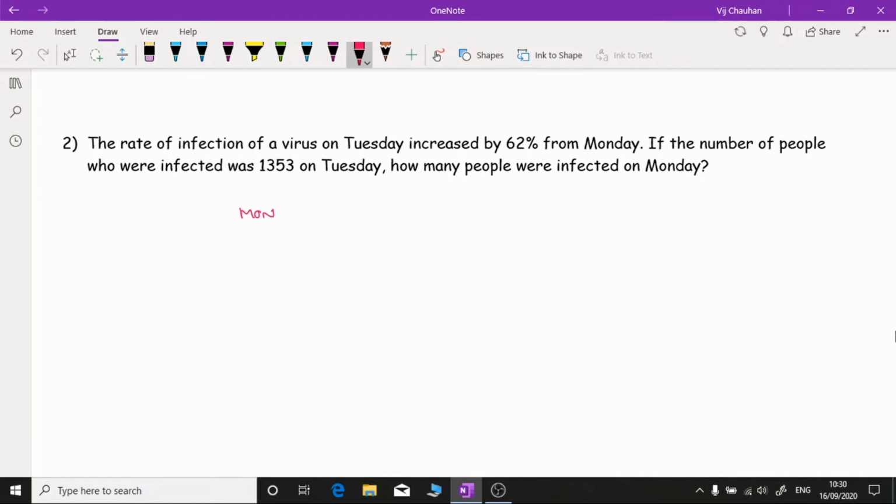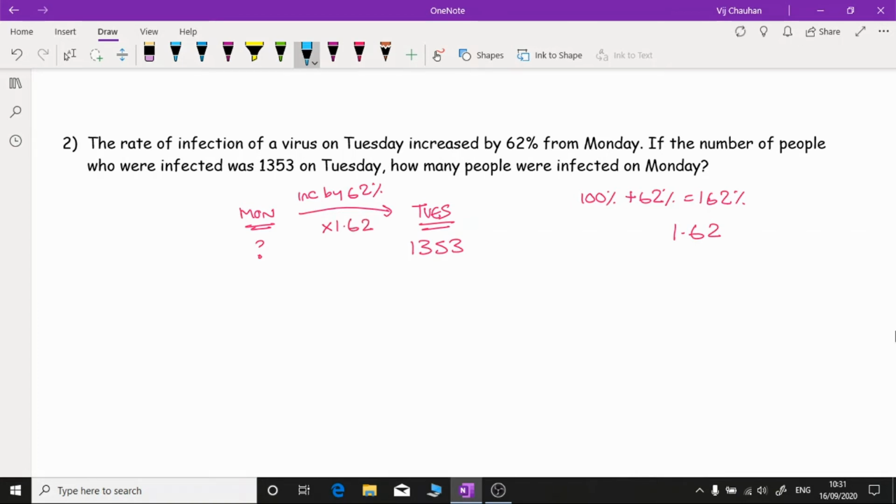So Monday, we don't know what the number of infected people was. Tuesday, we know that the number of infected people was 1,353 people. We know that it has increased by 62%. So again, working out what the decimal multiplier is, 100 plus 62% is 162%, and so that converted into a decimal is 1.62. So here I'm going to be multiplying by 1.62.